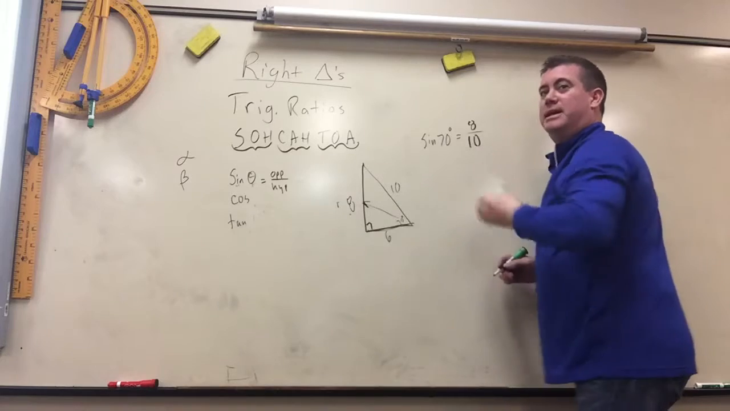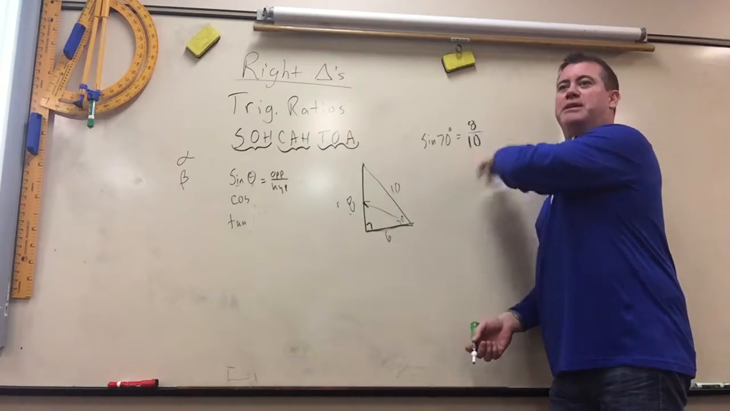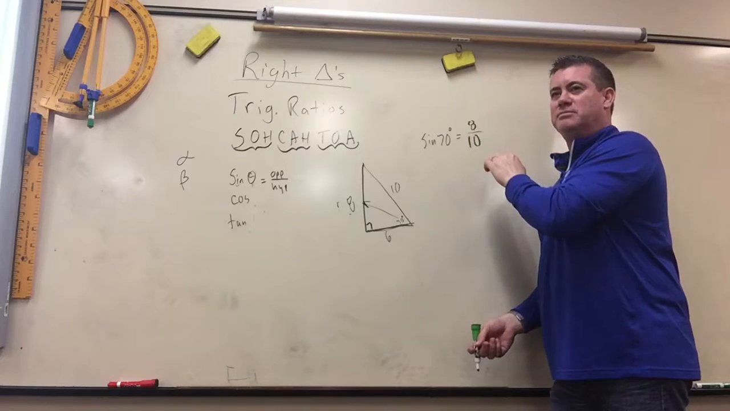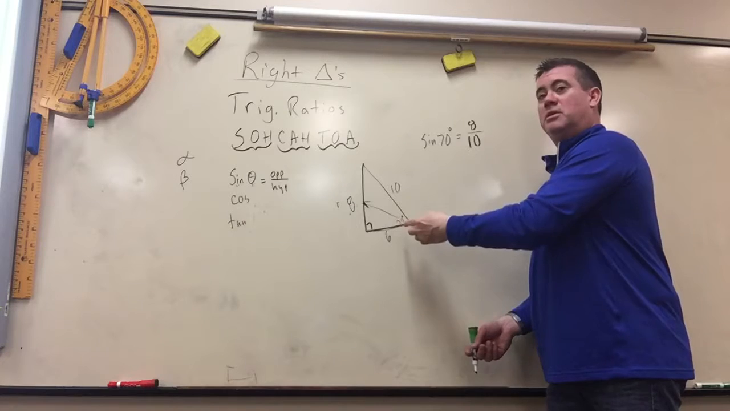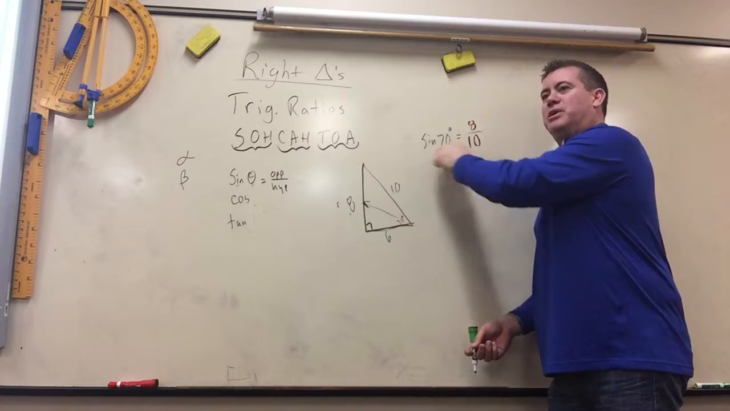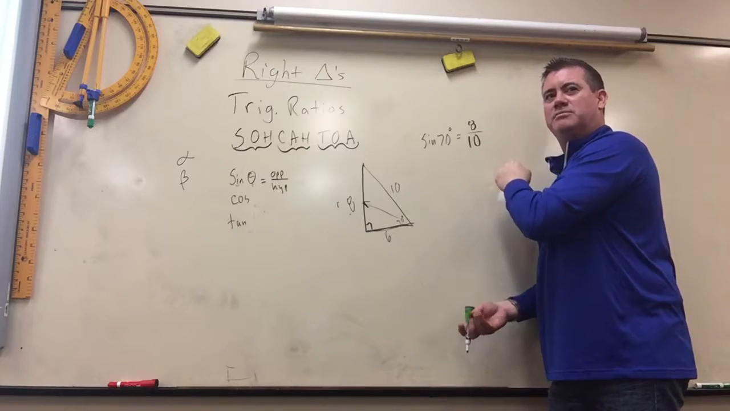Now, all we're doing today is we're writing them out. We're not solving anything. Here we know everything. But eventually, one of these three things will be missing, and you got to find the missing value. But today, we're just writing it out.